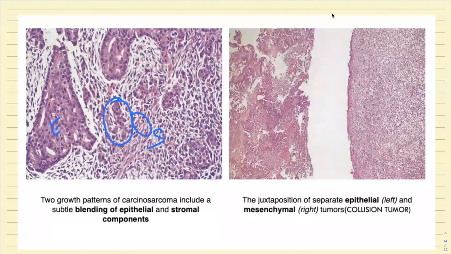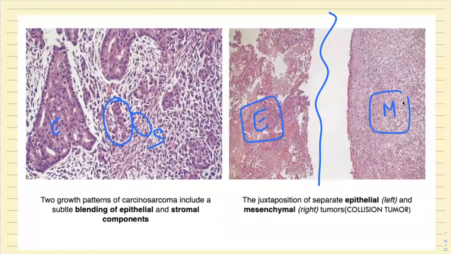But sometimes they might appear as a completely separate mass. On the left side, you have a completely separate epithelial component. On the right hand side, you have a complete mesenchymal component. And such tumors where both these entities are separate are also called a collision tumor, where the two different tumor parts are present together, but they are separate tumors. Okay, they are collision tumors.